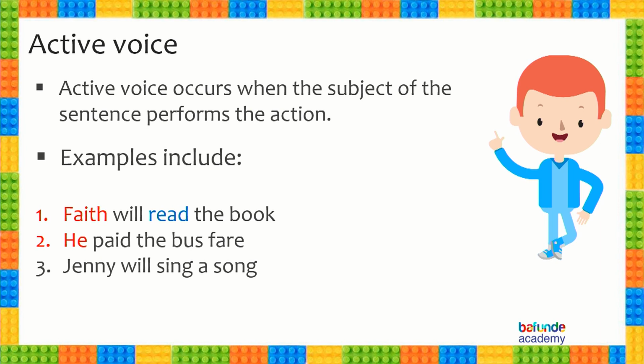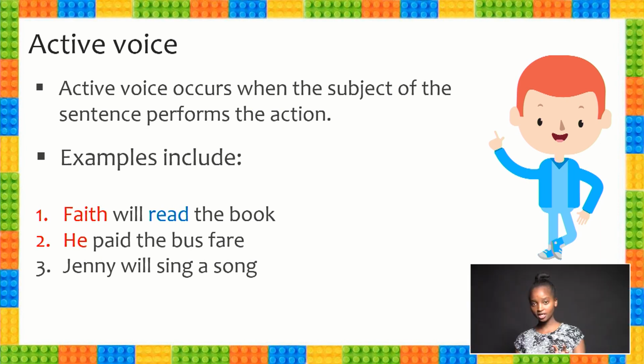For example, when we say, Faith will read the book, Faith is the subject, reading is the action. We've said an active voice only occurs when the subject of a sentence performs the action. So Faith is reading the book, and therefore this is an active voice. That is how you tell an active voice. Faith will read the book.